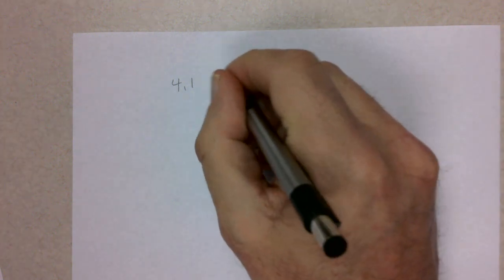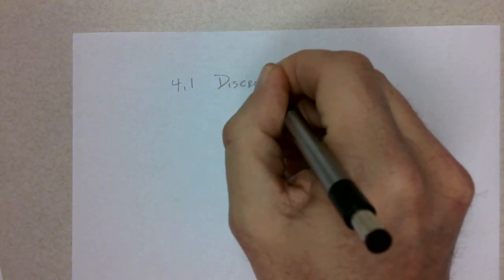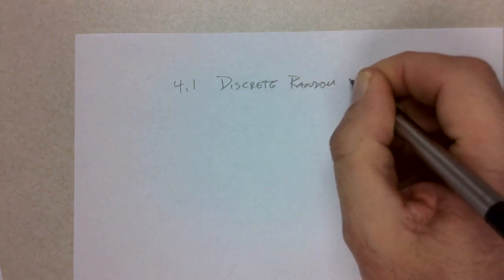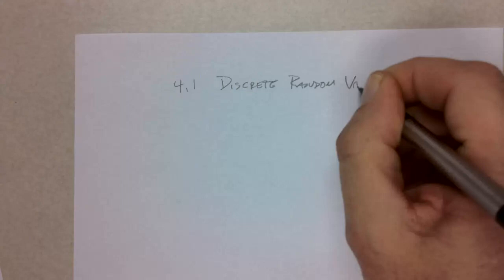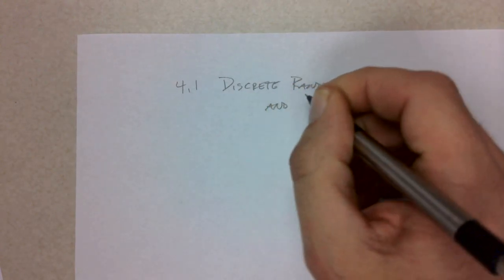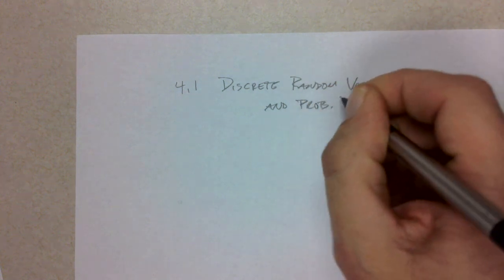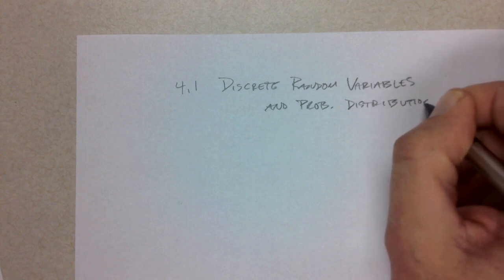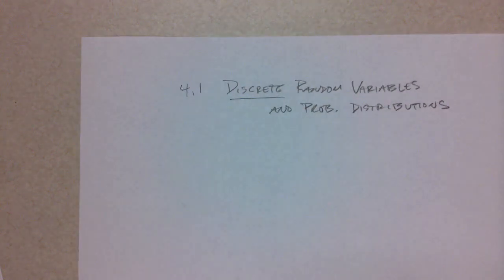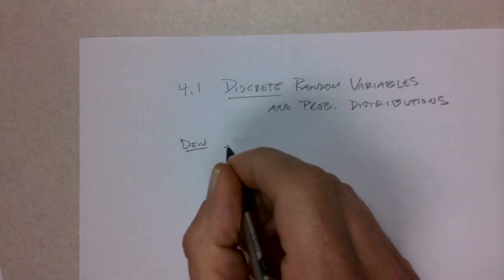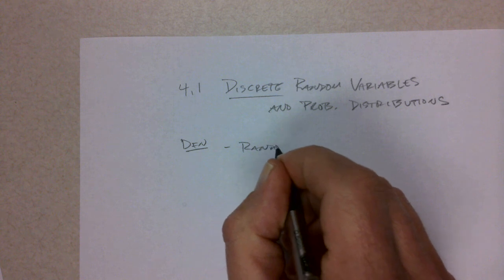I hope you can see that. 4.1 is discrete random variables and probability distributions. All right, so what are some of the definitions that you should know? The first one is random variable.